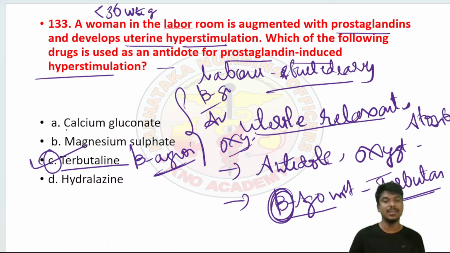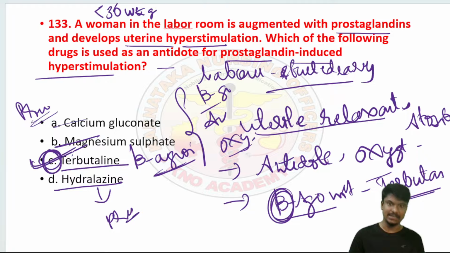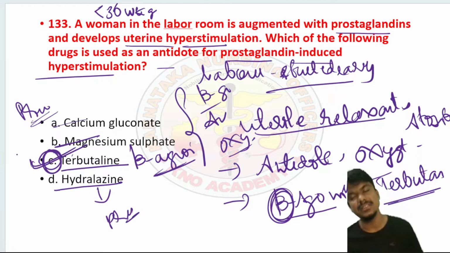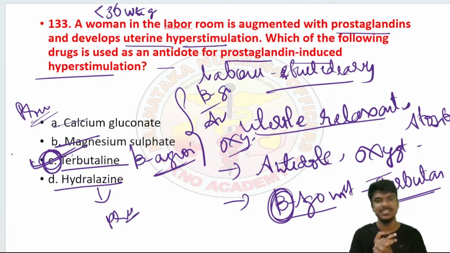Among the other options, you can eliminate calcium chloride, never given. MgSO4, magnesium sulfate, is given in case of preeclampsia and eclampsia. Hydralazine is given for preeclampsia. So option C is the right answer. In any exam, if there is hyperstimulation or preterm labor, we always give tocolytic drugs, beta agonist drugs, and antiprostaglandin drugs are preferred.